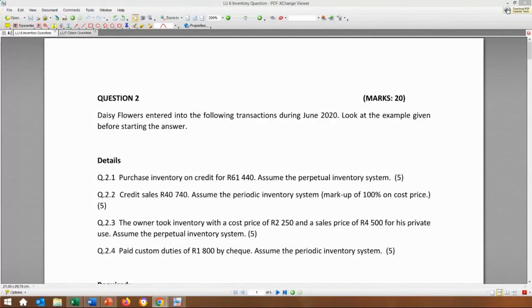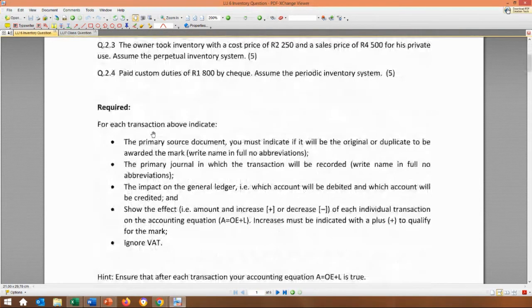Okay, so these questions, let me just repeat it, are questions that came out of past papers. Now, the first thing you have to do when you do a question is you go to what you are required to do. So what is required from you? In this question, what they've asked you is for each transaction above, so there are 4 transactions, indicate the primary source document. Okay, so what source document are you going to use? You must indicate if it is an original or duplicate.